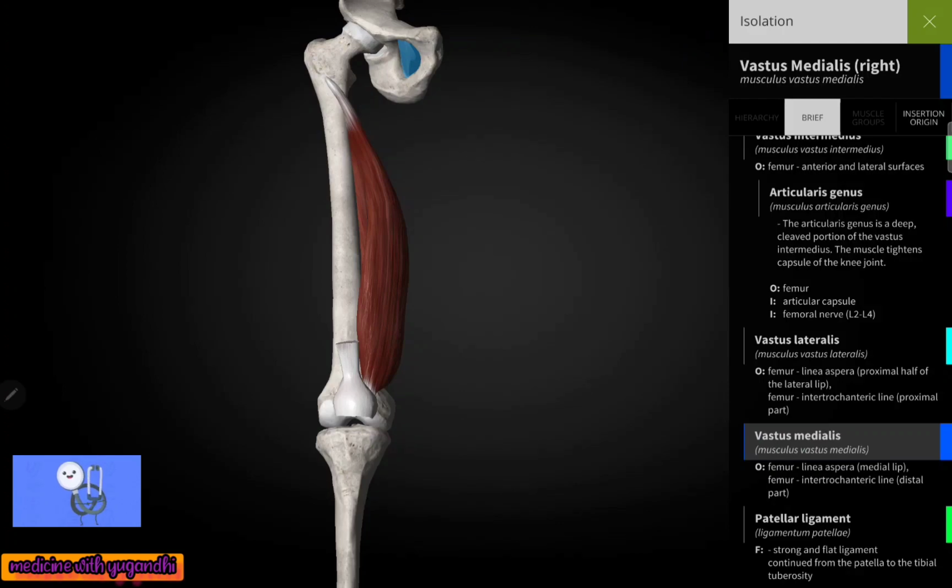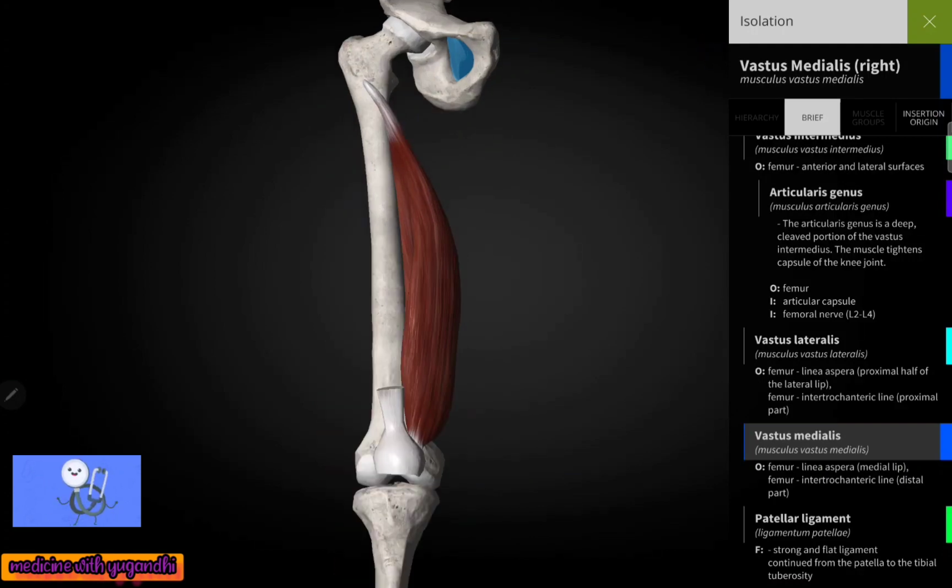Coming to its insertion, it gets inserted into the medial border of the patella and also into the articular capsule of the knee joint. Then coming to its nerve supply, as I already said, all the muscles of the anterior compartment of the thigh are supplied by the femoral nerve. So the nerve supply for the vastus medialis is the femoral nerve, and it has the root value L2 to L4.